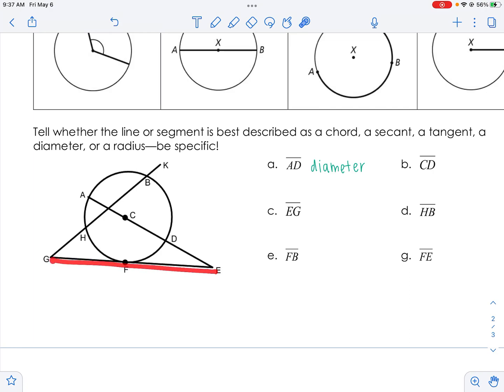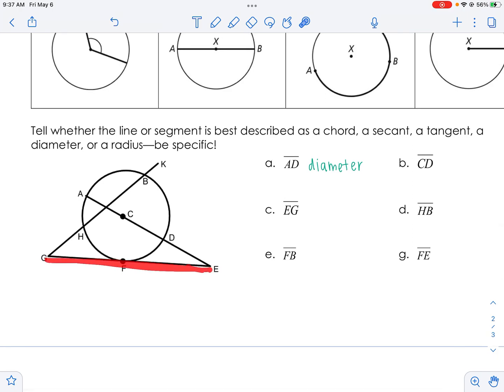But if I asked you what EG is, well, EG is not the diameter. Think, what was the name of the word for the line or the segment or the ray that just tapped the circle one time? So it just intersected it one time. And that was tangent. And on that tangent, if I asked you what point F is, remember that would just be your point of tangency. So like where EG taps the circle at F, that's your point of tangency.